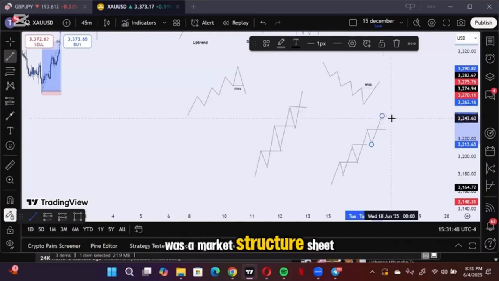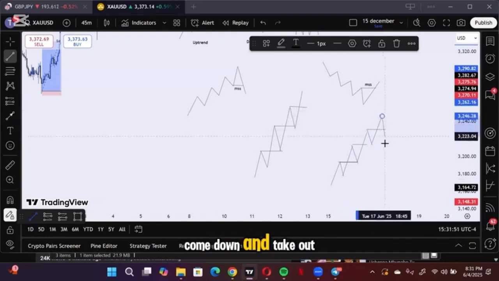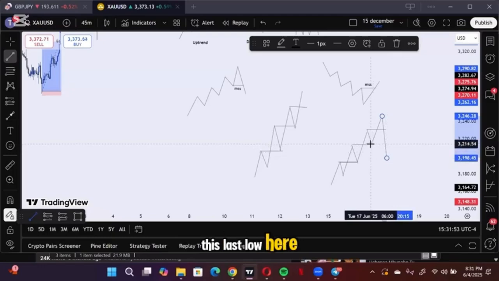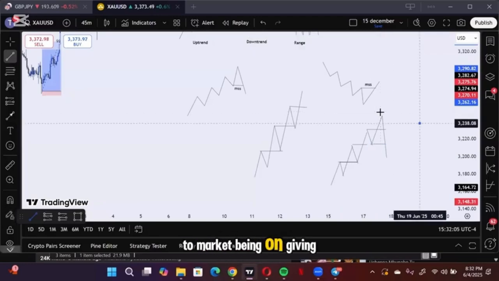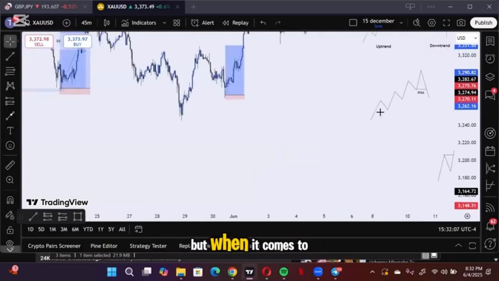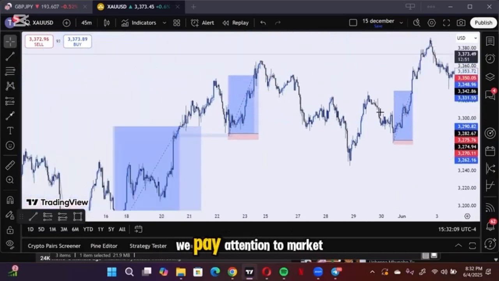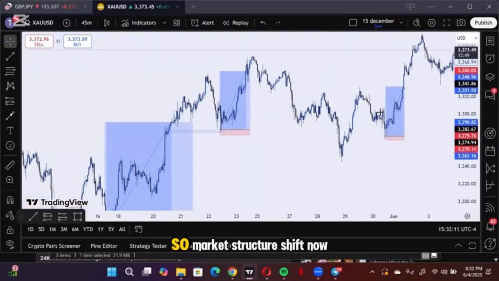But if it was a market structure shift, it will now come down and take out this last low here. And this is what a market structure shift is. So when it comes to trading continuations, we pay attention to what? To market giving break of structures. But when it comes to trading reversals, we pay attention to market giving us what? Market structure shifts.